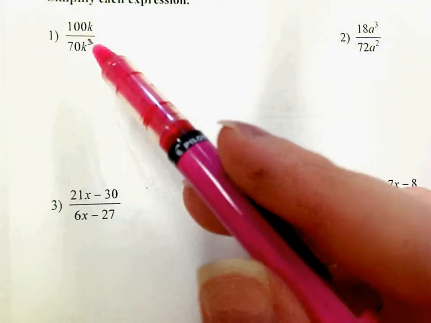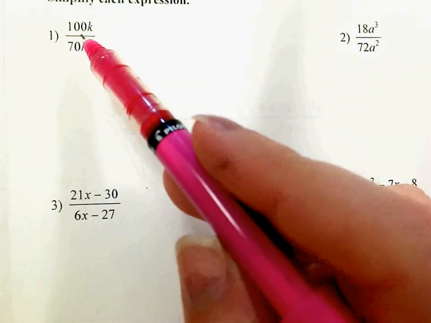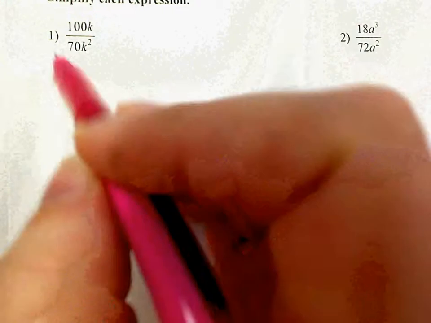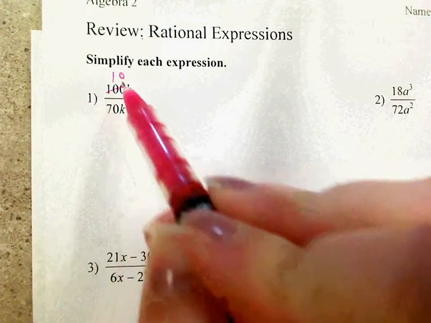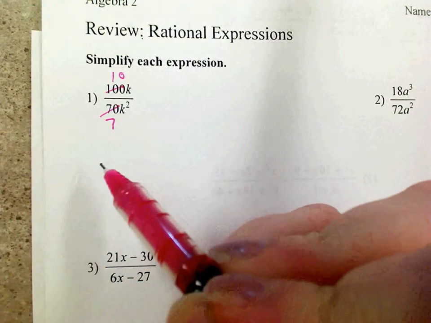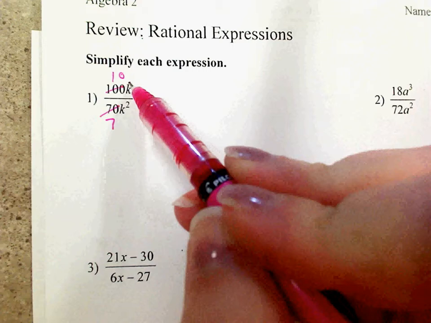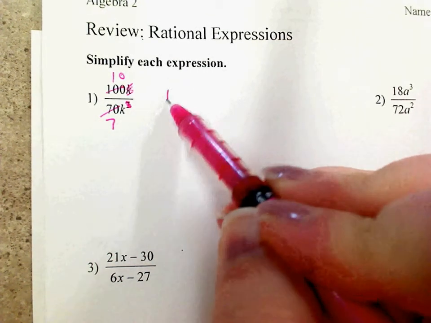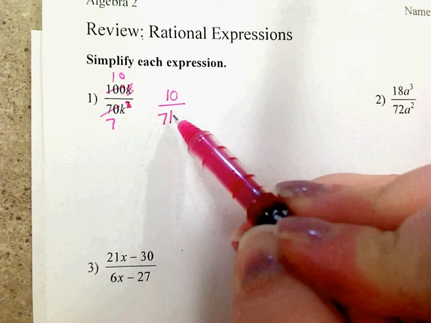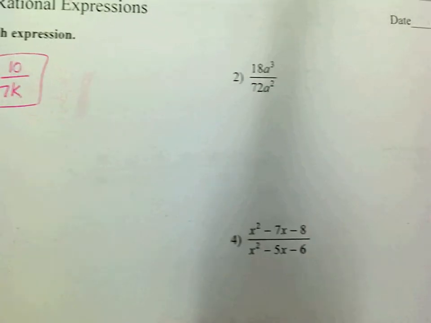Alright, so I've got 100k over 70k squared. As far as simplifying the numbers, what goes into both 100 and 70? 10. How many times in 100? 10. How many times in 70? Okay, anything else simplify? How many k's? So 1k up here simplifies with 1k down there, leaving me with what? Final answer. Okay, let's move to number 2.